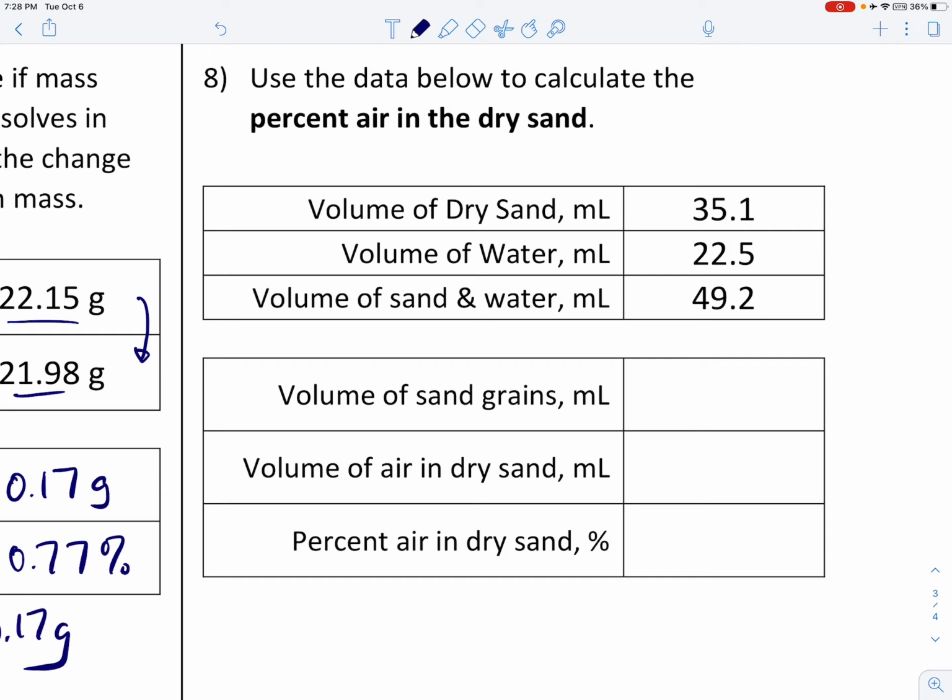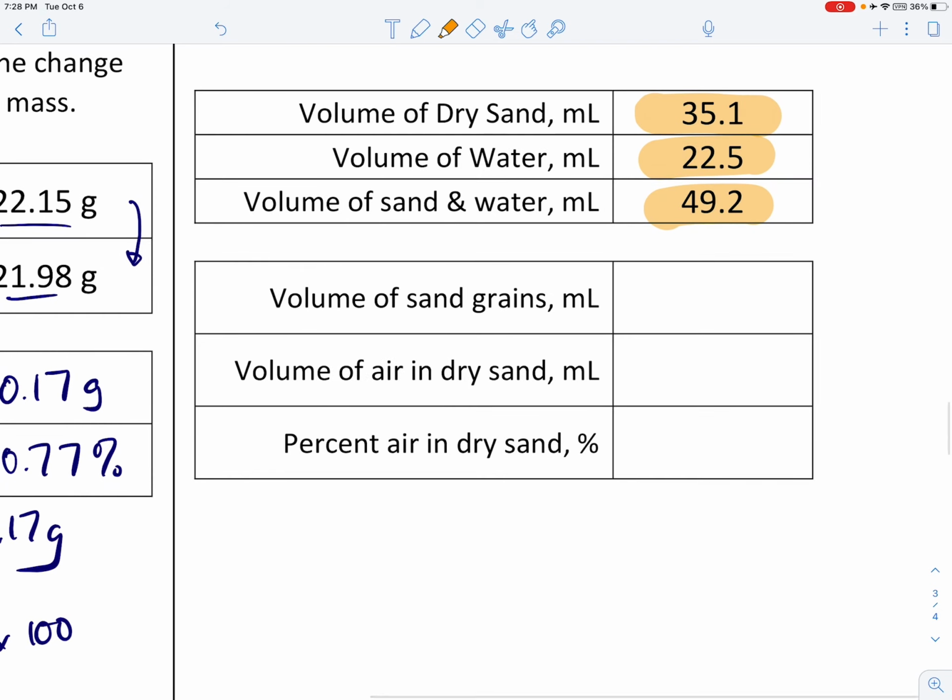That leads us to the big calculation for the lab, which was percent air in sand. Recall what we did in this experiment. You took some dry sand, you poured it into a graduated cylinder, and we found in this case that its volume is 35.1 milliliters. Then we poured some water in a graduated cylinder, and we found its volume, just the water, is 22.5 milliliters. We then added the sand to the water. And when you add the sand to the water, the level goes up, and it went up to 49.2 milliliters.